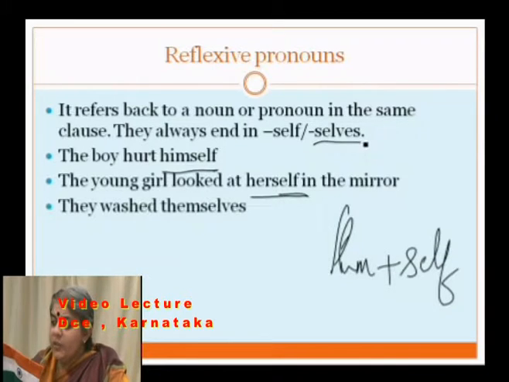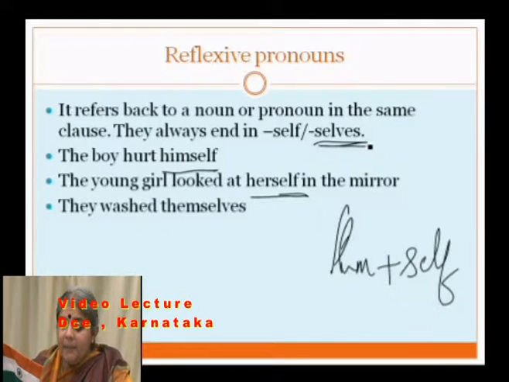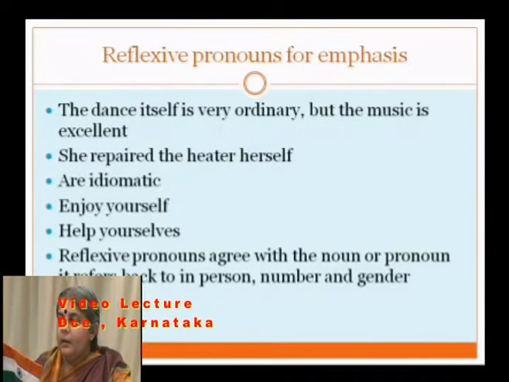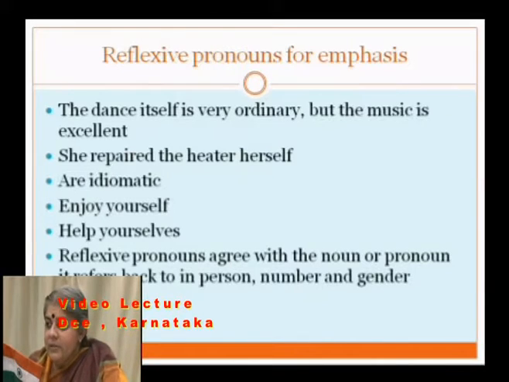It also ends with what? Selves. They washed themselves. Them plus selves, themselves. These are reflexive pronouns. Certain reflexive pronouns are used for emphasis. What are they? The dance itself is very ordinary, but the music is excellent. Look at this sentence. The dance itself is very ordinary, but the music is excellent.